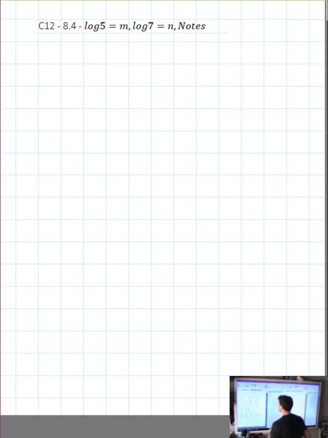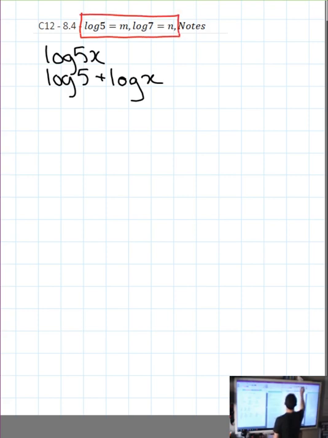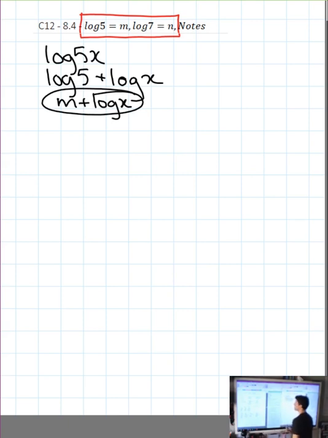Okay, going in the other direction, what if I have something like log 5x? Well, that is a multiplication. I can separate it into an addition. And I simply know from my given information at the top that log 5 is simply m, so the answer is m plus log x. And I can't simplify log x because I wasn't given any information.